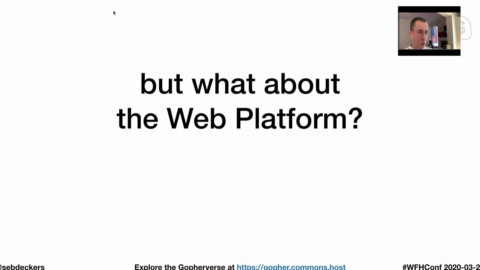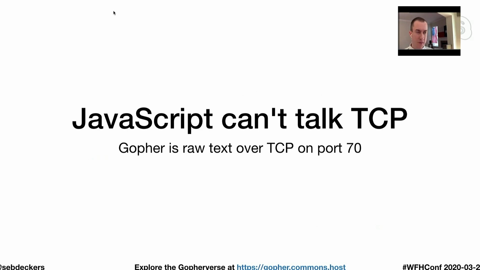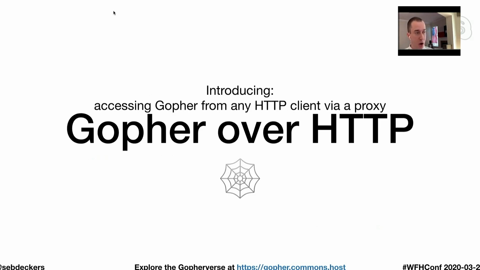And then what about the web platform? How do we use it? Well, the problem is JavaScript doesn't get access to the low-level TCP stack of the operating system. And Gopher is really just very plain text going over TCP on port 70 instead of port 80 like HTTP. So you can't do it. You need a proxy. That's where Gopher over HTTP comes in.